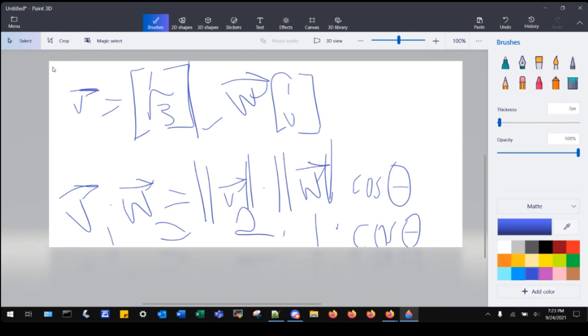How did you get the 1/2 for cosine theta? So I have the dot product of these two vectors gives me 1. I have 2, I have 1, I have cosine theta, right? So 1 equals 2 times 1 times cosine theta. Divide both sides by 2. Cosine theta equals 1/2.